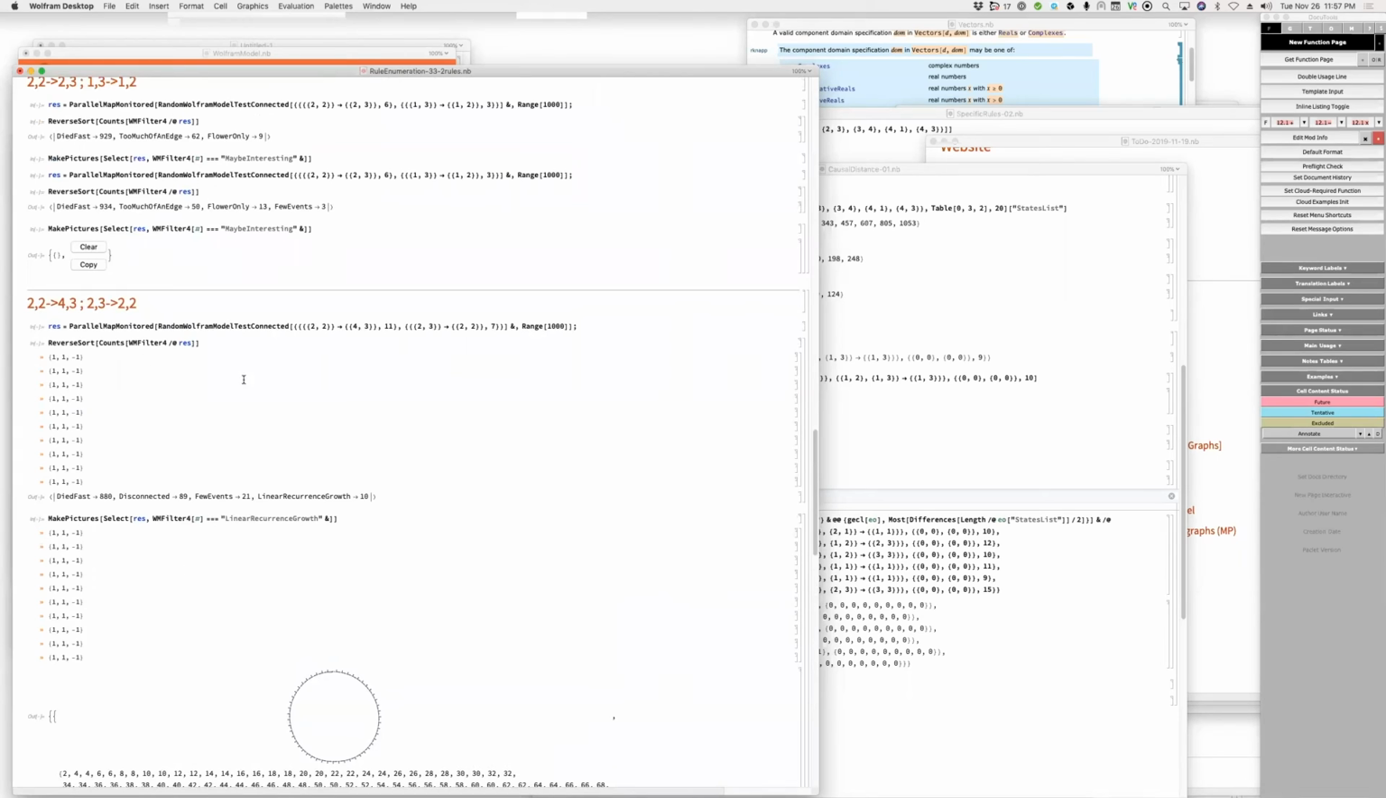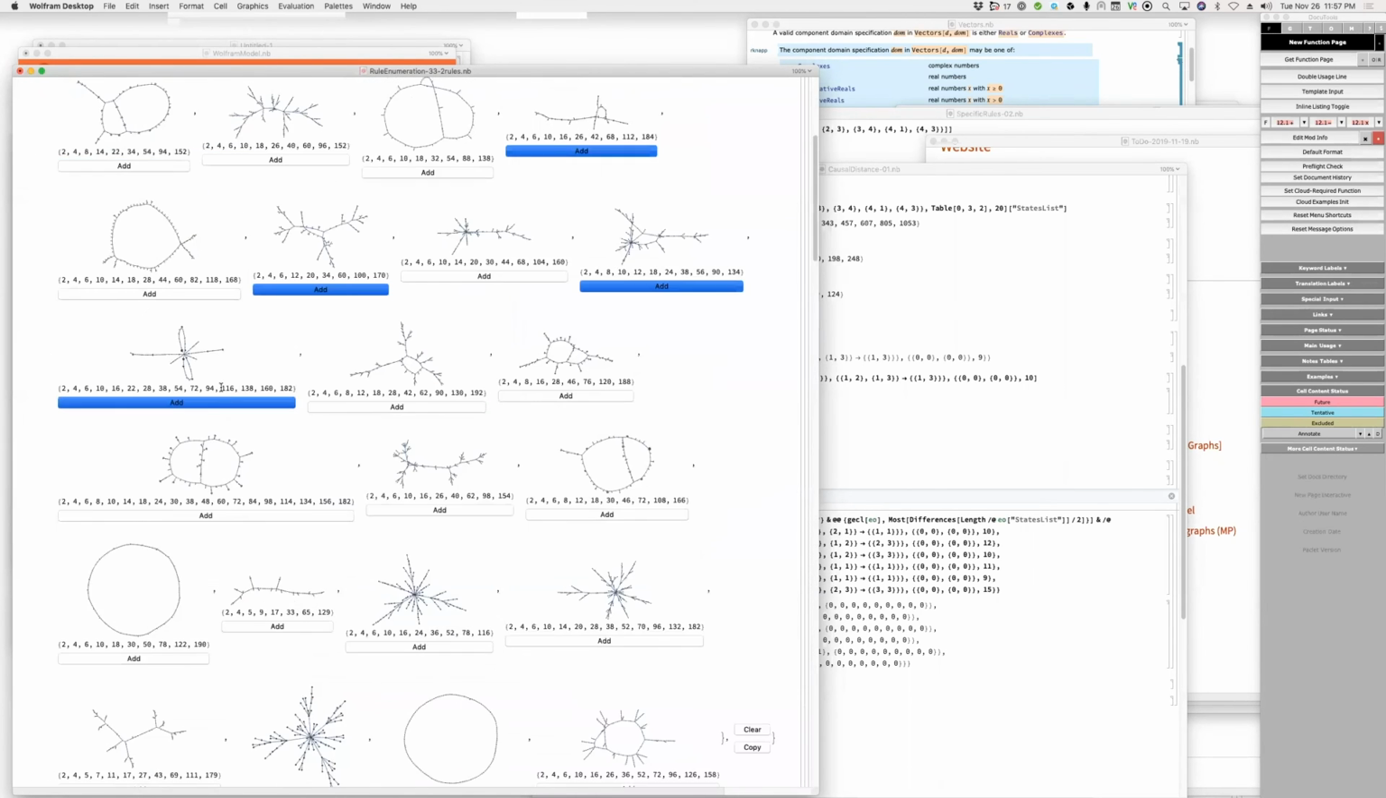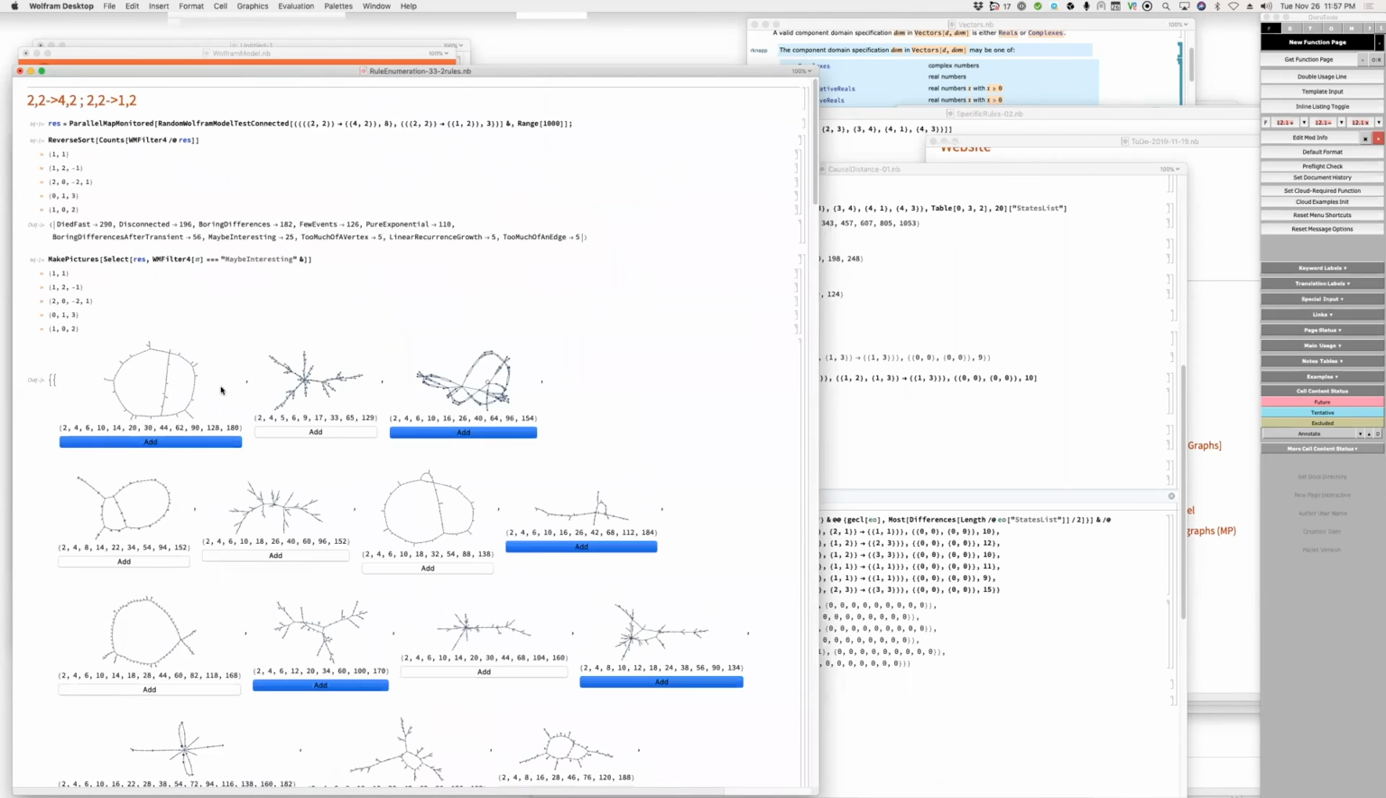Okay, so what class should we look at? Should we look at 2.2 goes to, should we look at this one or should we look at another one? Let's look at one that's that elaborate. Let's look at this family, 2242, 2212, okay? Let's look at the larger one.